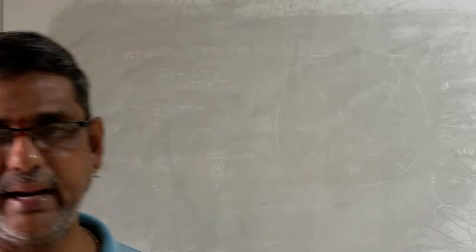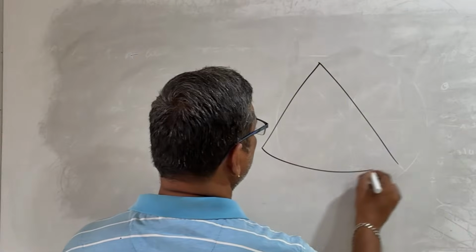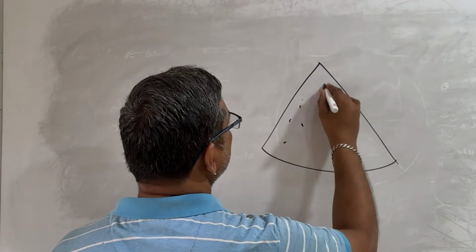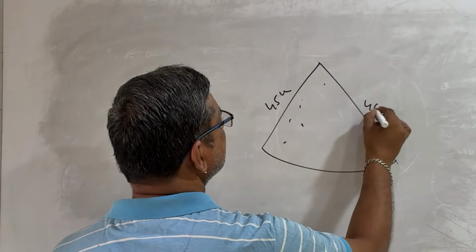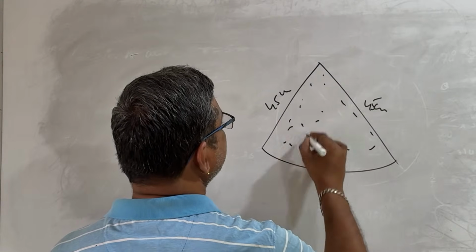An umbrella has 8 ribs which are equally spaced among the umbrella. Assuming the umbrella to be a flat circle of radius 45 centimeters, find the area between the two consecutive ribs. Area between two consecutive ribs is nothing but the area of a sector.